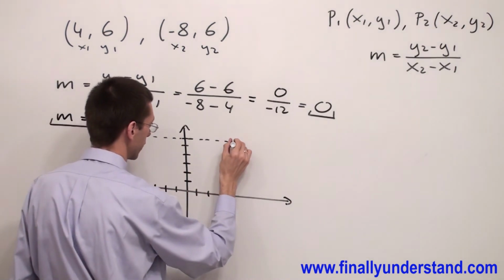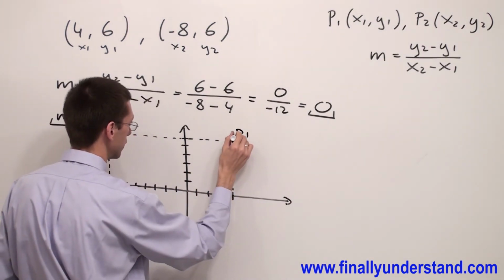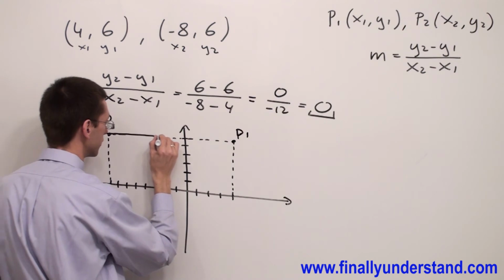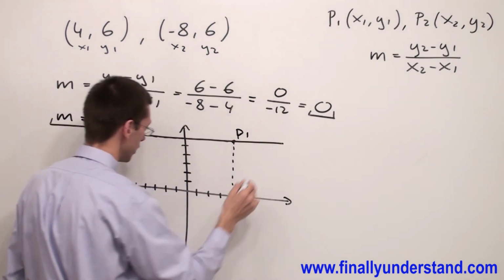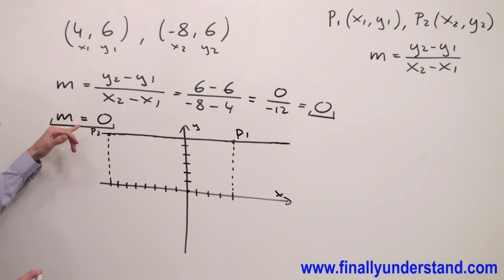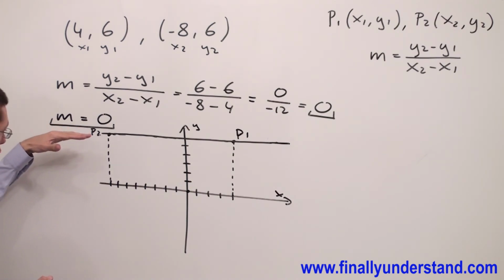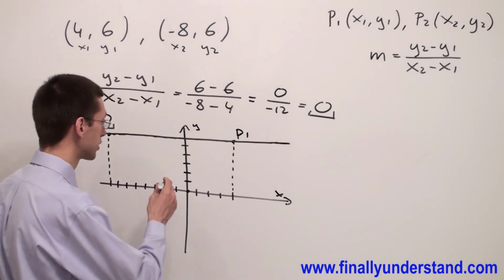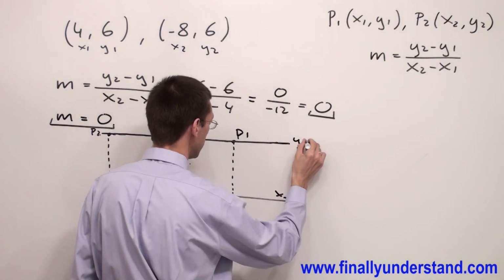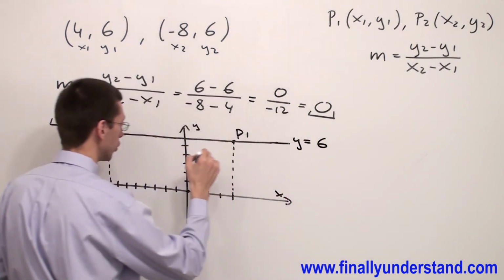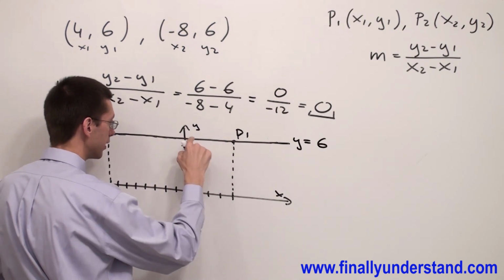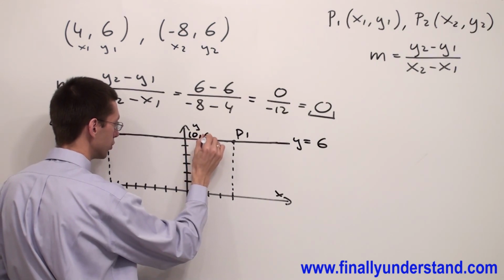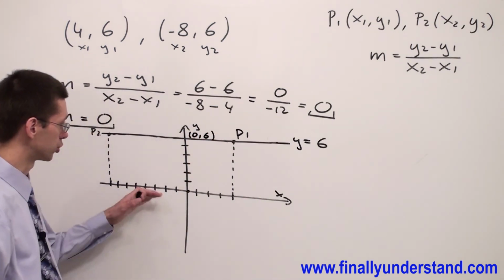So this is my point 1, and this is my point 2. Connect them together. Okay? Please notice that anytime we have slope equals 0, the graphical solution is a horizontal line. In our case, this line has the equation y equals 6. Why? Because this horizontal line cuts the y-axis at the point 0, 6. And this is basically the solution to my problem.